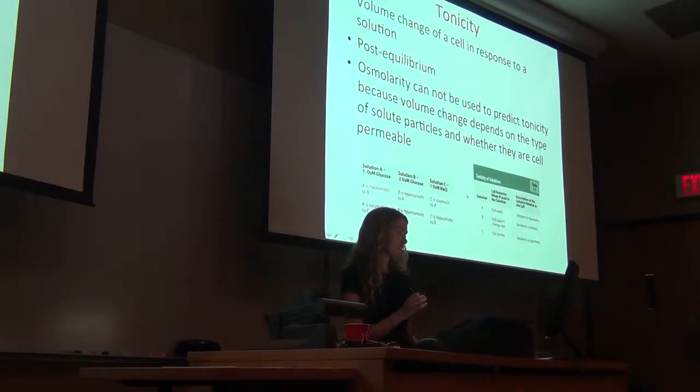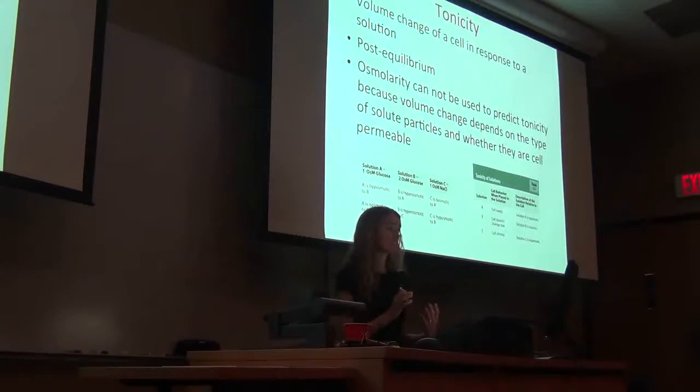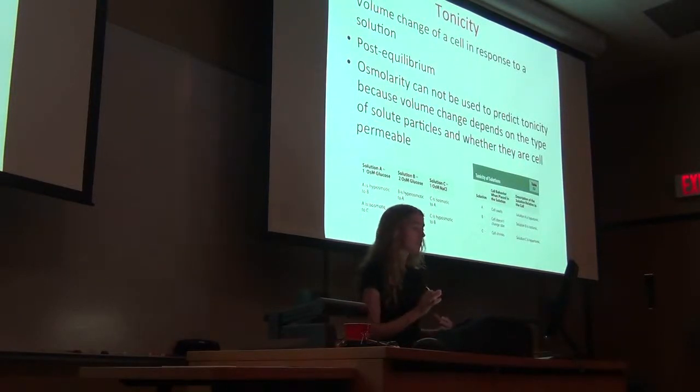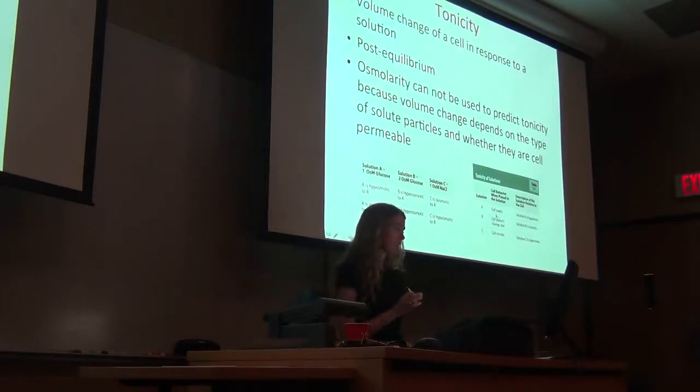Now let's look at tonicity. We actually can't predict tonicity from knowing the osmolarity, because the volume change is going to depend on the type of solute particles. So it's not a colligative property. It depends on whether or not those particles are cell permeable. So for example, when a cell is placed in a solution and swells, we would say that solution is hypotonic, and if the cell shrinks, the solution is hypertonic.